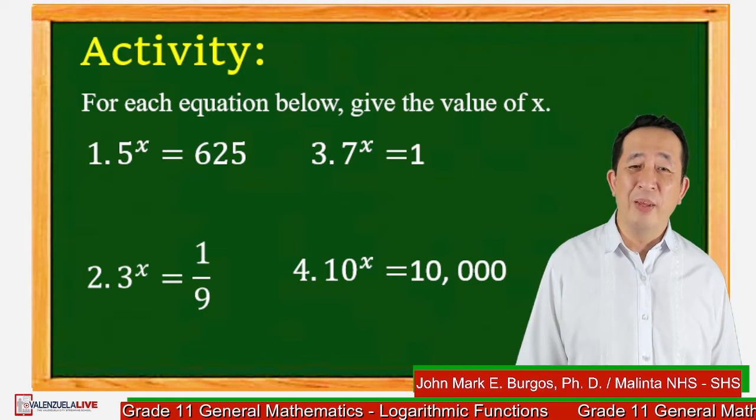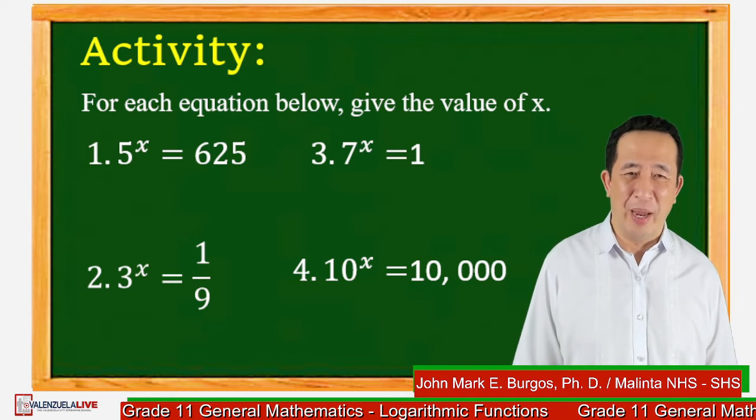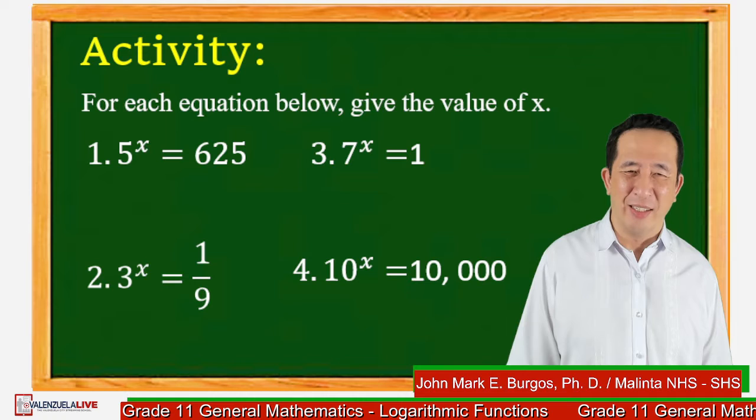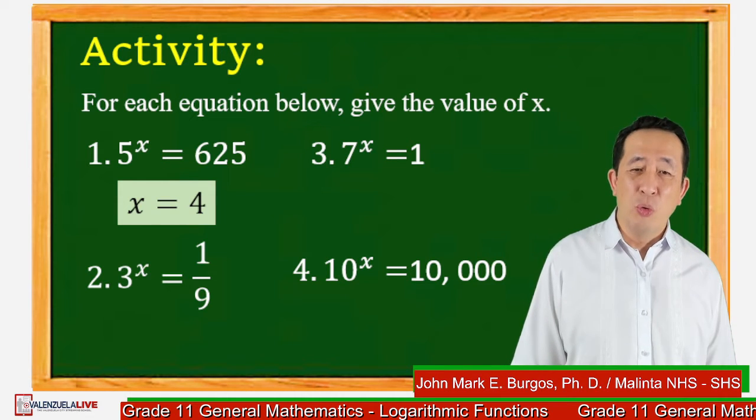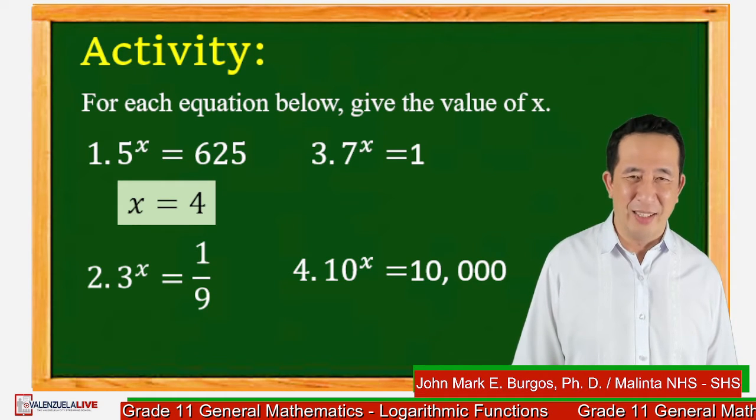Time is up. To answer the questions, number 1, 5 raised to the power of x is equal to 625. So what do you think is x? Yes, you are correct. The answer is x is equal to 4. Number 2, 3 raised to the power of x is equal to 1/9. So what is x? Yes, you are correct.